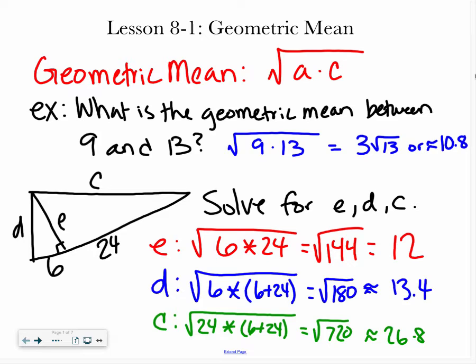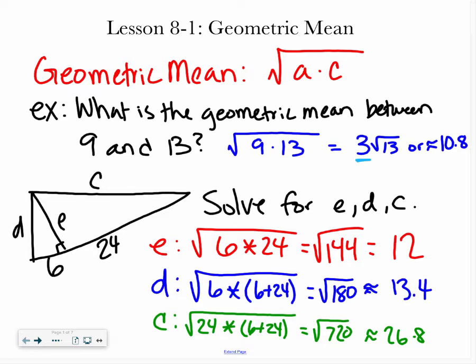So an example, if I asked you what is the geometric mean between 9 and 13, you do square root of 9 times square root of 13. And if you simplify that, the square root of 9 is 3, so you can pull out a 3 in front of your square root and say 3 square root of 13. Okay? The other thing that was covered in Lesson 8.1 was altitudes and how to solve for different sides.